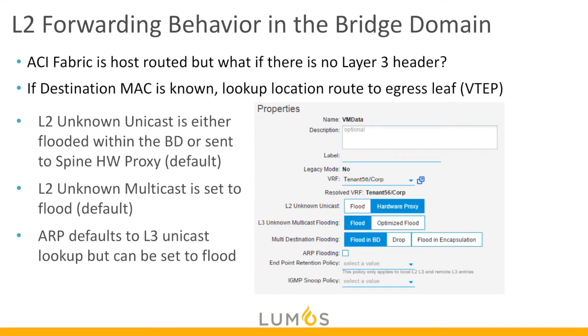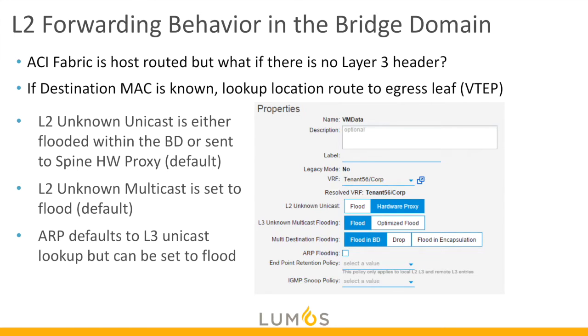So, layer 2 unknown unicast. The Ethernet frame, we don't know where to send it, or the ingress leaf doesn't know where to send it. It can send it up to the spine, and if the spine does not know where to send it, then it will drop it. If it does know where to send it, of course, it will send it to the appropriate egress leaf. The other option is, if we don't know where to send it, then we'll flood it to all ports or all endpoints in a given bridge domain. And that mimics traditional flooding behavior.